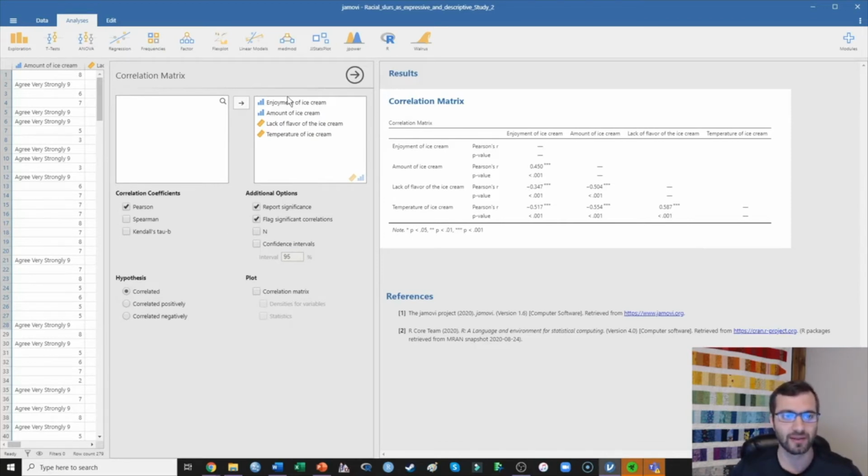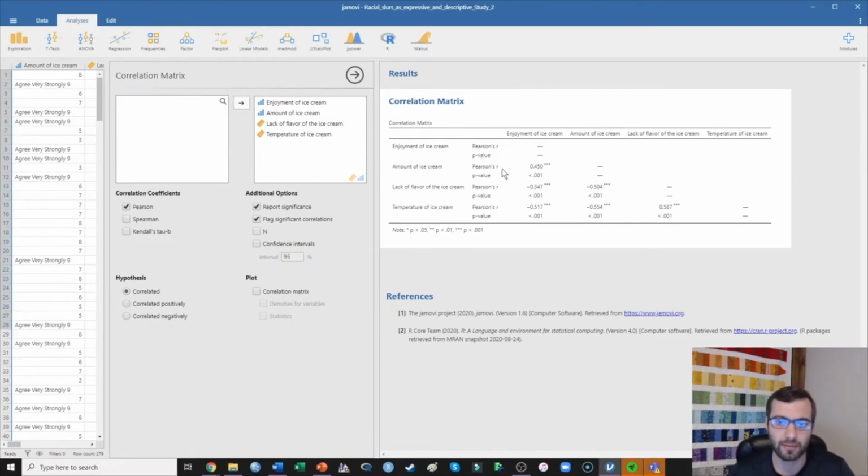But coming back to this, again, what I'm predicting is that the enjoyment of ice cream is going to be positively related to the amount of ice cream that they're given, is going to be negatively related to the lack of flavor of that ice cream, and is going to be negatively related to the temperature of the ice cream. So over here are the correlations.